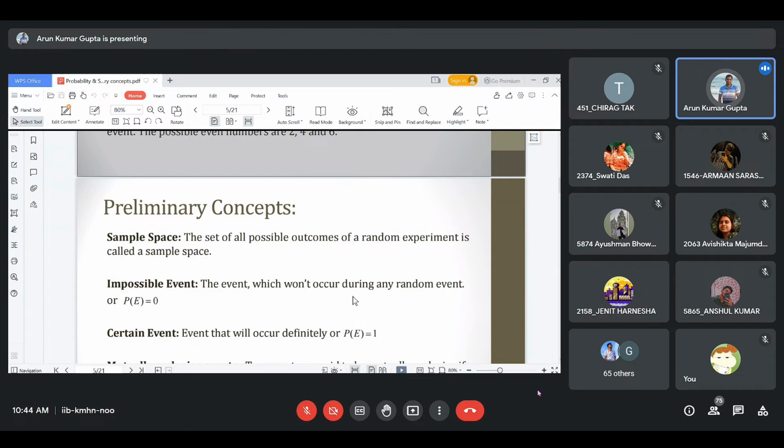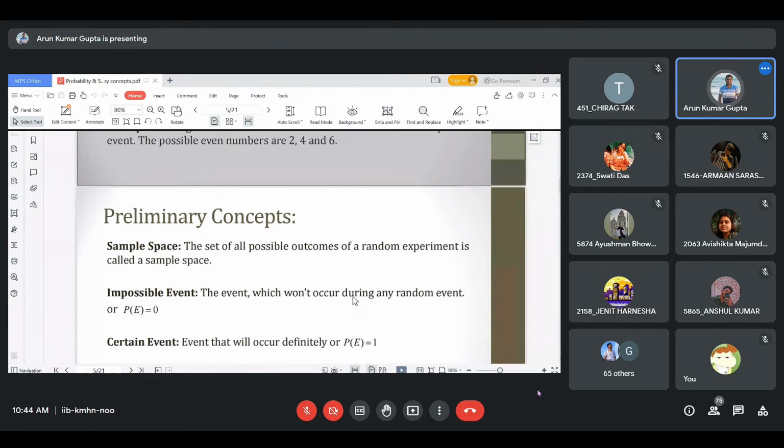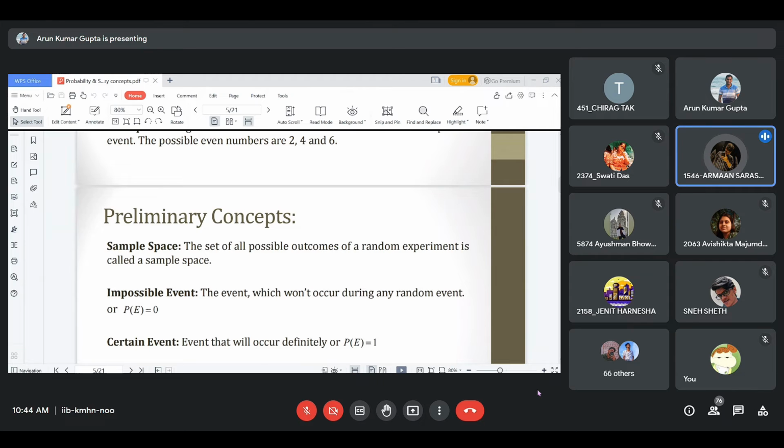Next, the crucial one, mutually exclusive events. Two events whose chances of occurring are independent from one another. Then what is an independent event? Sir, mutually exclusive events are those events which cannot happen simultaneously together.